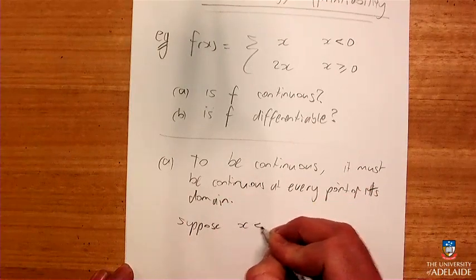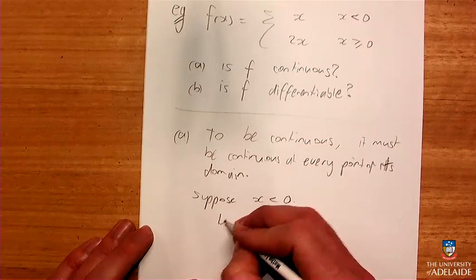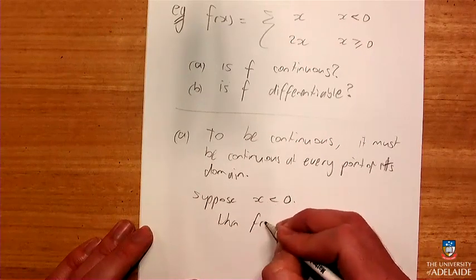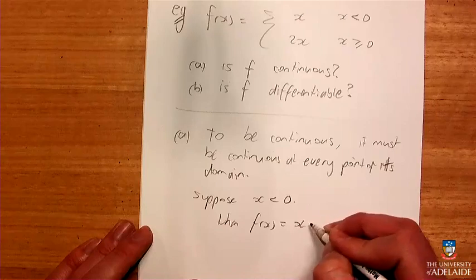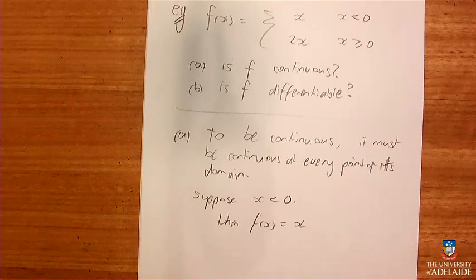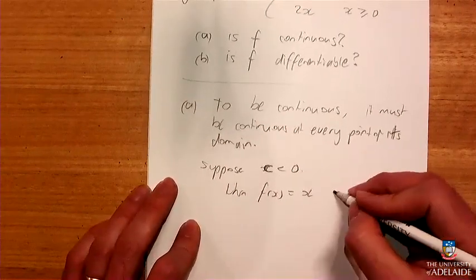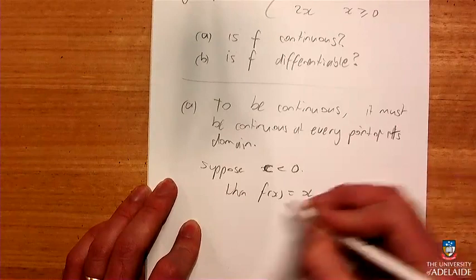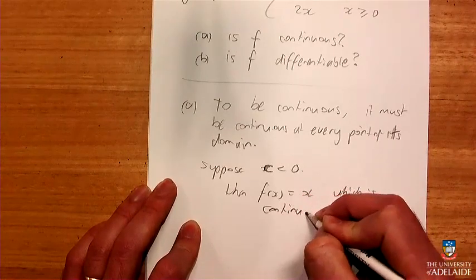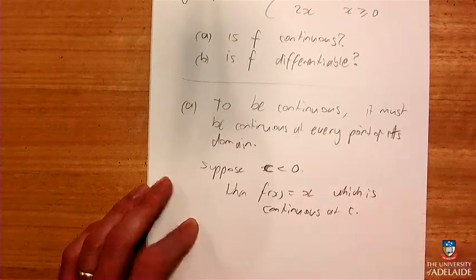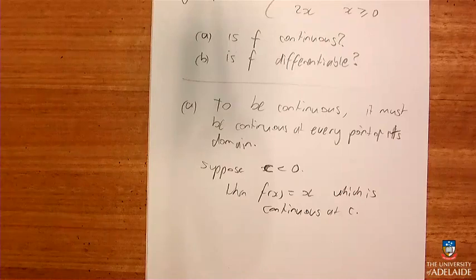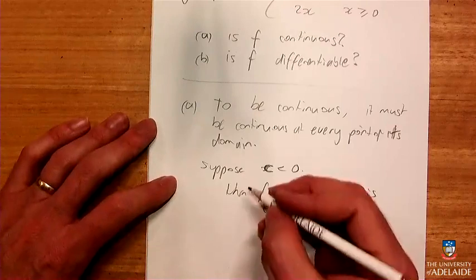Okay. So suppose x is less than 0, then f of x is x, which is continuous. So suppose c is less than 0, then f of x is x, which is continuous at c. I don't have to prove that because it's just done.